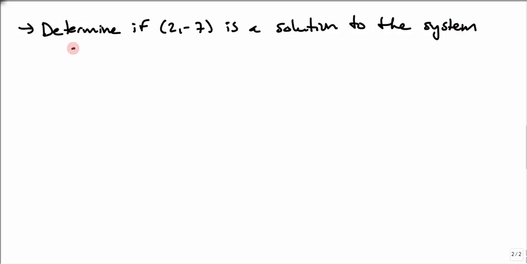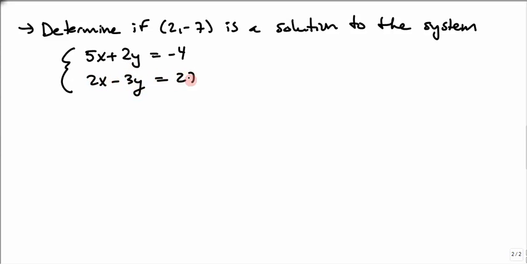And the system that we want to consider here would be 5x plus 2y equals negative 4, and 2x minus 3y equals 27. So we need to plug (2, -7) in, and it must work for both. So I have to work with both.